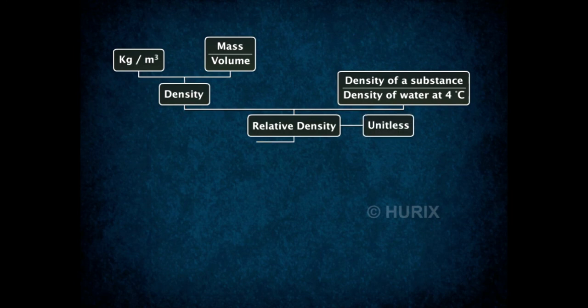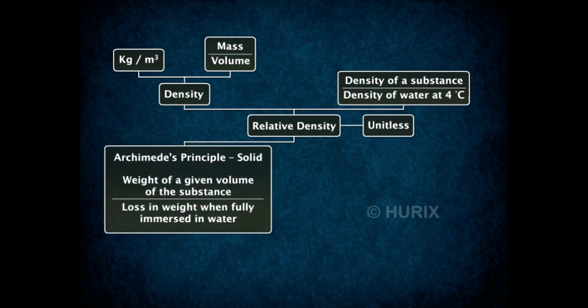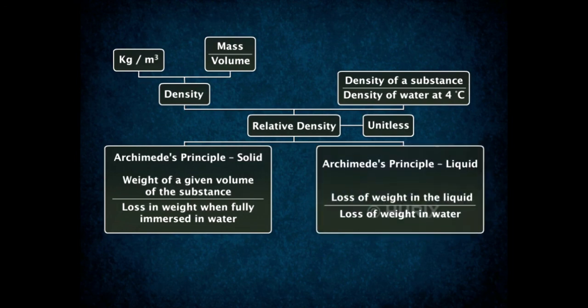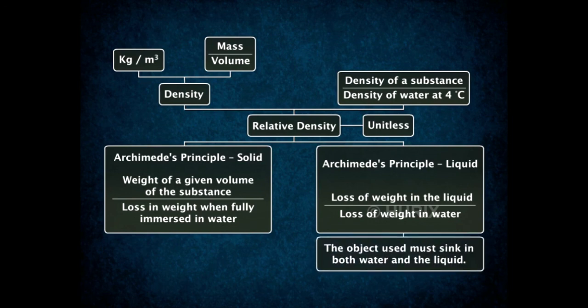To find the relative density of a solid using Archimedes' principle, find the weight of a certain volume of the substance and divide it by the loss in weight when fully immersed in water. To find the relative density of a liquid using Archimedes' principle, find the loss of weight of a sinkable object in the liquid and divide it by the same object's loss of weight in water. Of course, you must make sure that the object used in this method will sink in both water and the liquid.